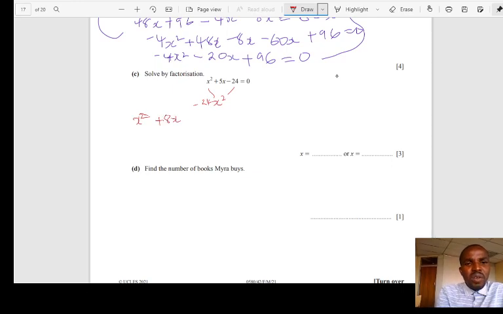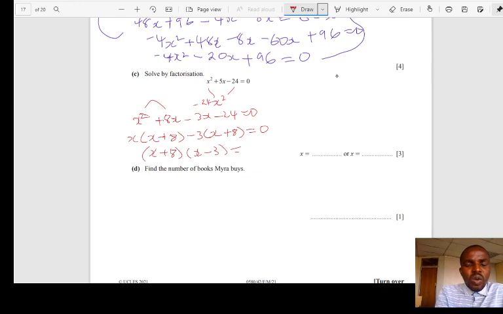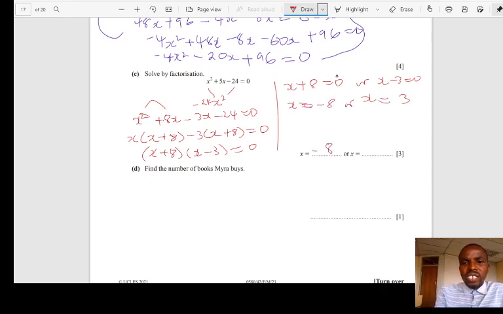So it's plus 8x minus 3x minus 24 is equal to 0. Then you factor out x here. You get x plus 8, then minus 3 times x plus 8, is equal to 0. Then you say x plus 8, then x minus 3 is equal to 0. Then x plus 8 is equal to 0, or x minus 3 is equal to 0. So x will be minus 8, or x is equal to 3. So minus 8 or 3.